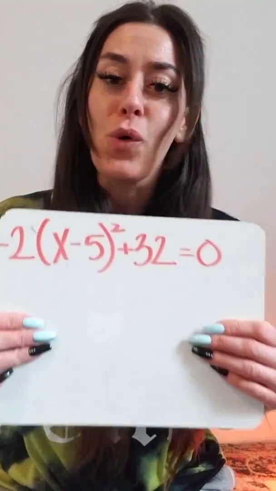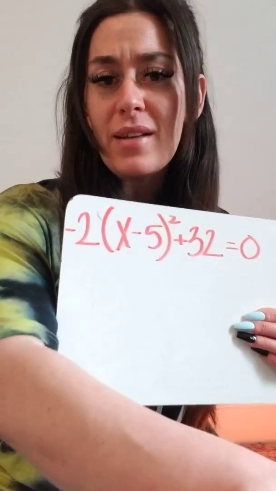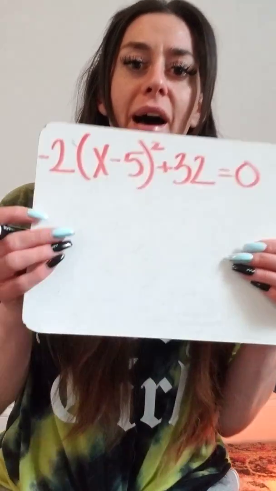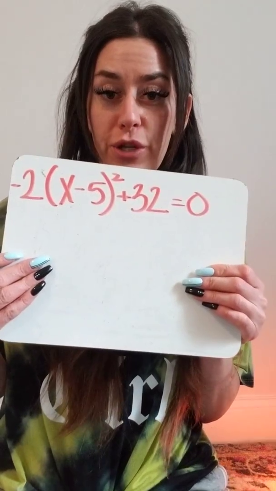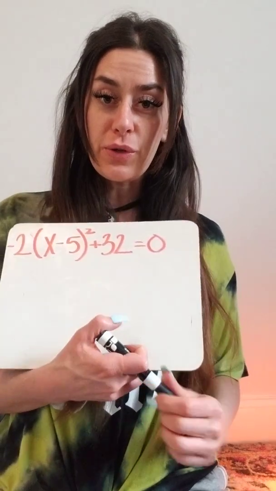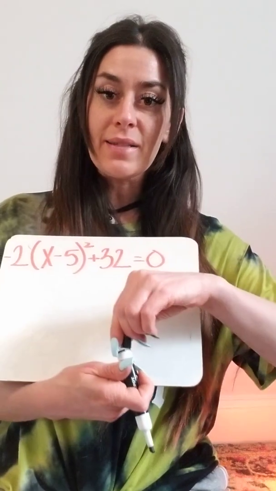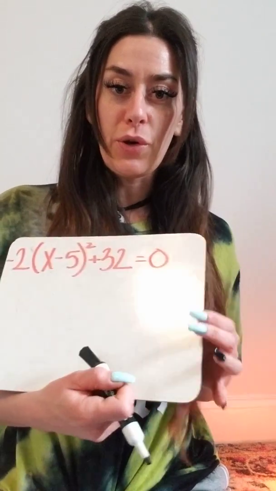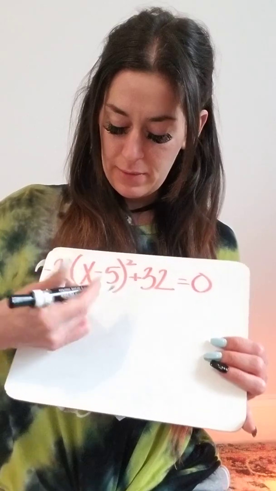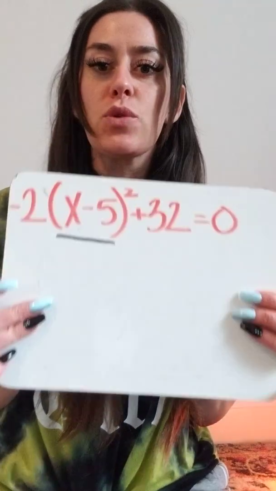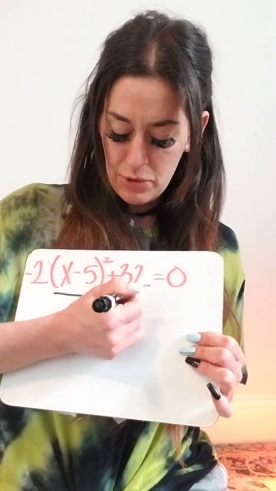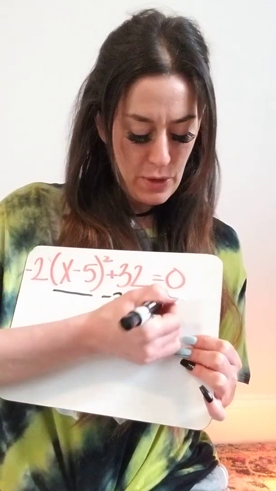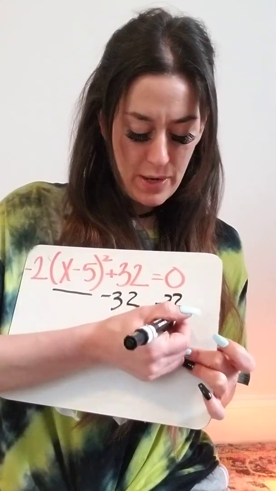So let's get into one where I know that it's going to work and it's going to work out nicely. I created a problem where I know I'm going to have a nice whole number. It doesn't always happen. You can have decimals, that's fine. But we have -2 times x minus 5 squared plus 32. The first thing I'm going to do is try to isolate my binomial. Your goal is to get this piece, this x minus 5 squared, by itself on one side.